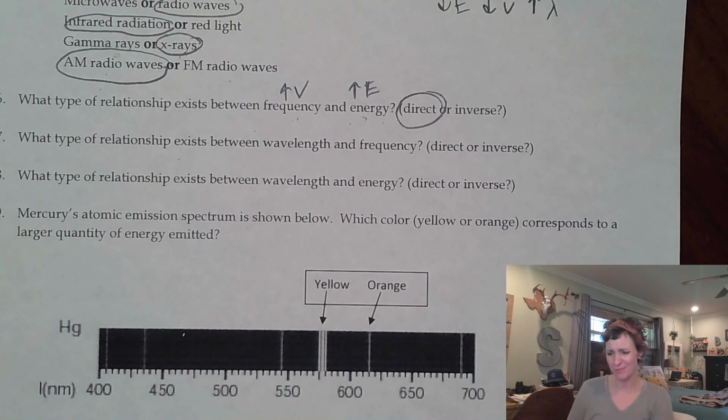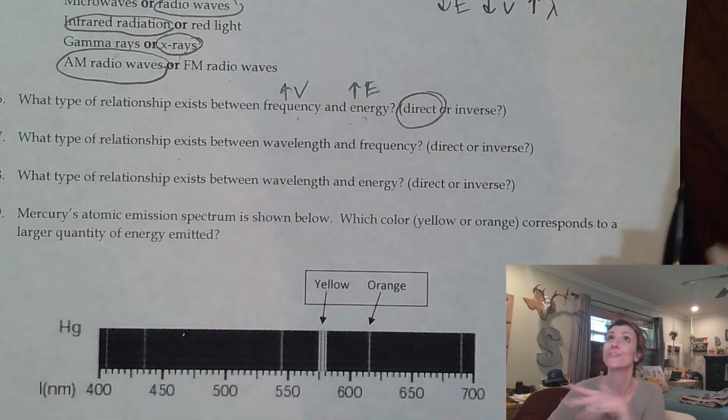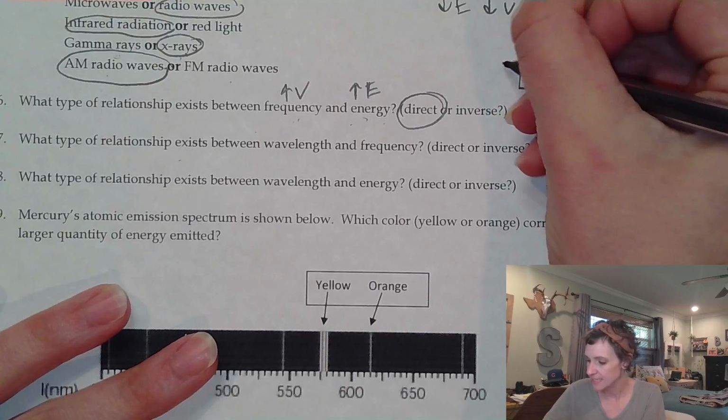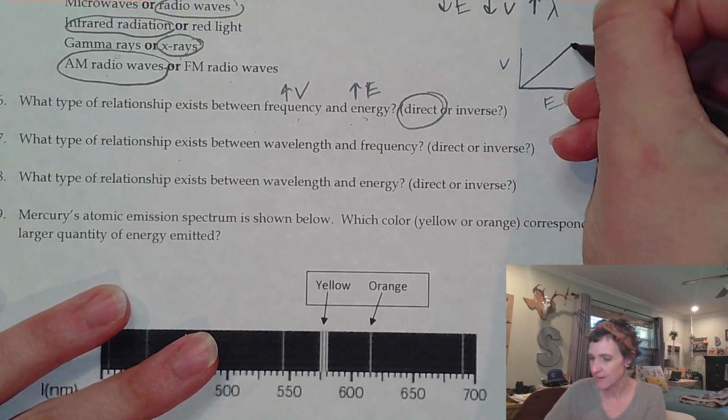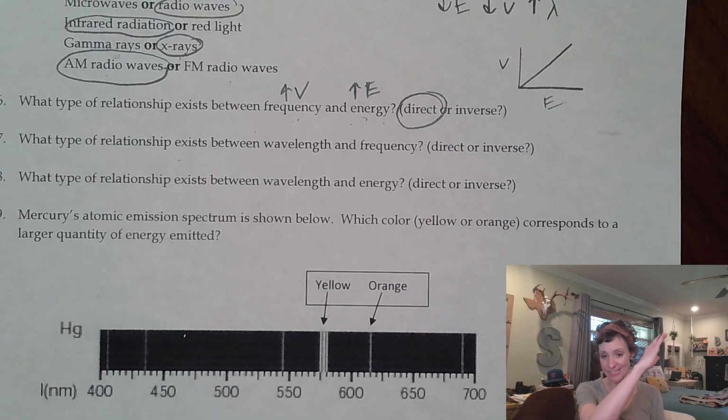And what that would look like if we were to graph frequency and energy, we would see a direct relationship would show a line increasing up, which is a fancy way of showing that if one of those things gets bigger, the other one also gets bigger. It's that direct relationship. Okay.